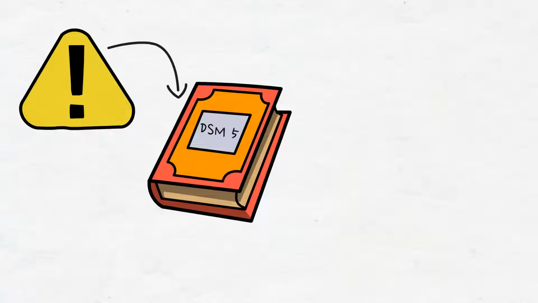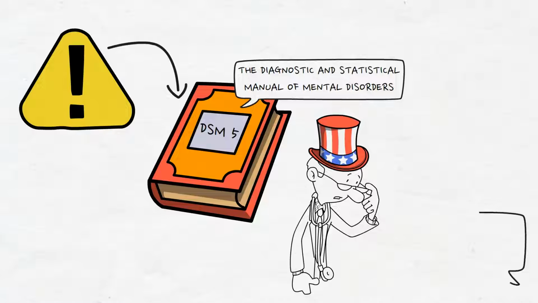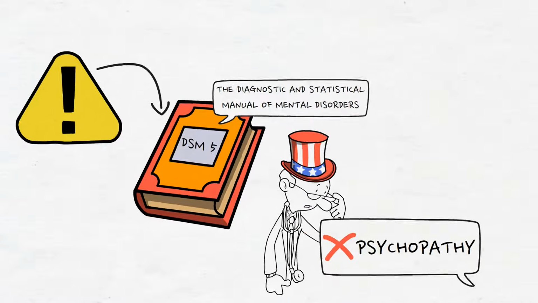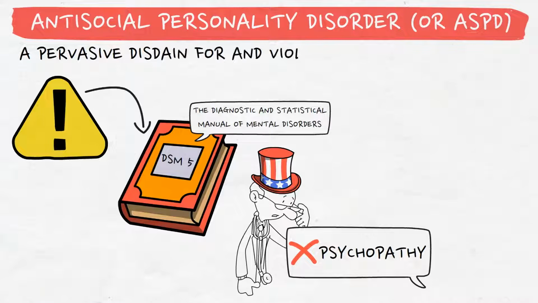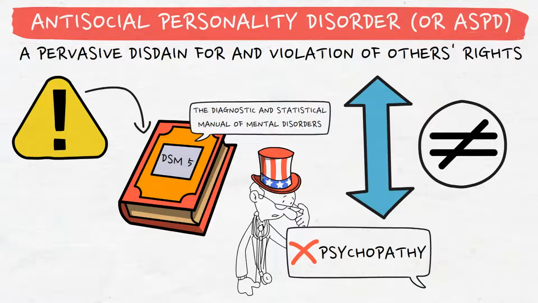First off, it's important to keep in mind that the DSM-5, or the Diagnostic and Statistical Manual of Mental Disorders, which is the main diagnostic tool used today in the United States, does not recognize the term psychopathy as a formal term. Instead, antisocial personality disorder, or ASPD, which is defined by a pervasive disdain for and violation of others' rights, is a comparable diagnostic term. So keep in mind that even though ASPD and psychopathy have some similarities, they are not exactly the same.